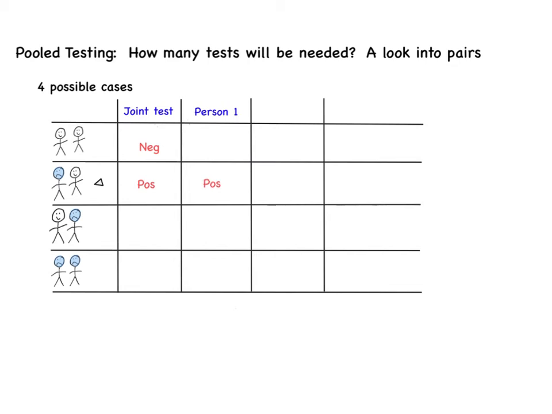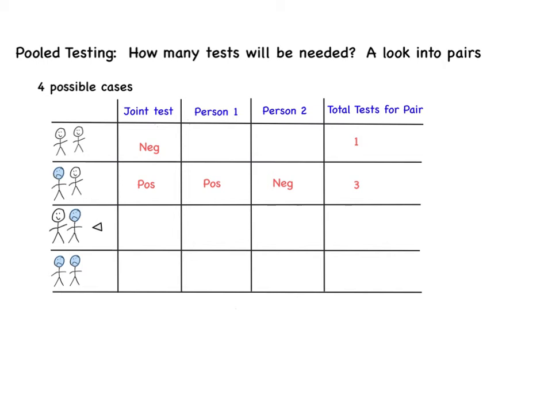Now, do we have to run another test? Well, we don't know if the second person has the virus or not. So we have to run another test on person 2. And in this case, it'll come out negative. So we ran 3 tests for this pair. We can also note that for the case above where neither had the virus, we only had to run 1 test.